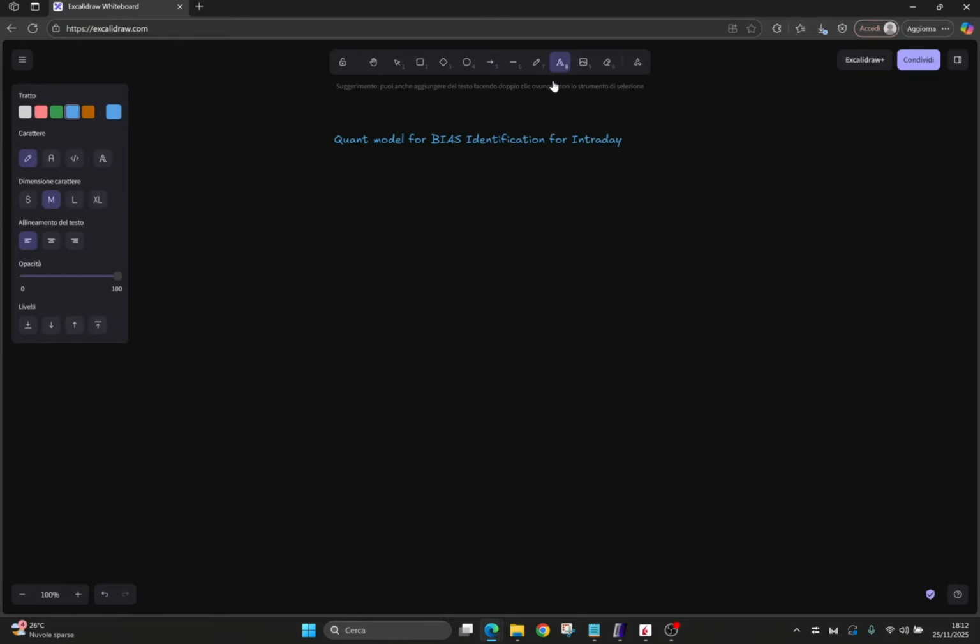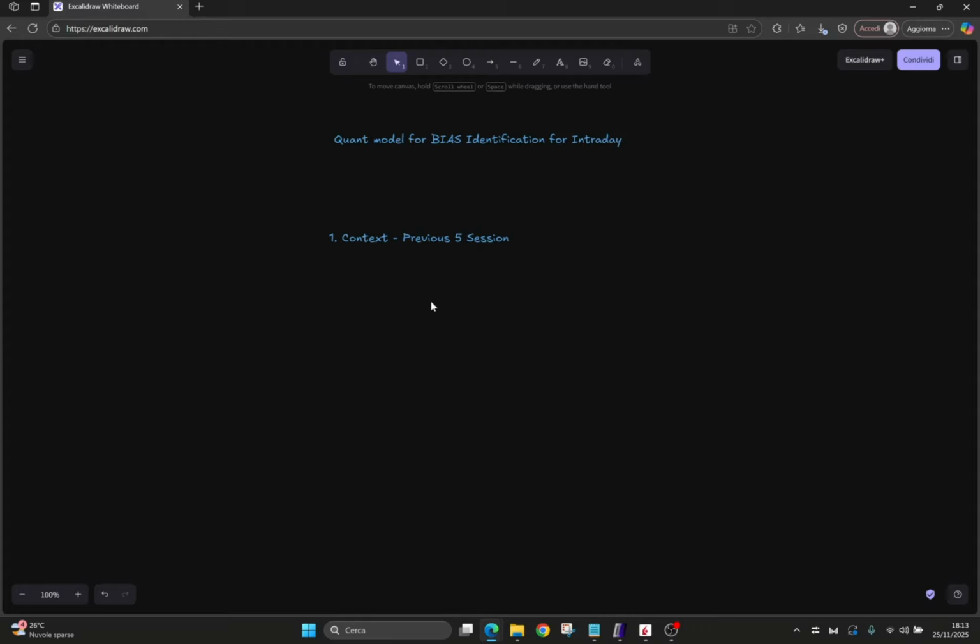And you need to have three kinds of information. The first information that you need to have is context, okay? And you can take context from the previous 5 sessions, okay? So you will mark the previous five sessions to understand what you can do with the direction of the day and where you can take profit, okay? Now, the first point is context. I will create multiple contexts to let you understand how you can frame it, okay?